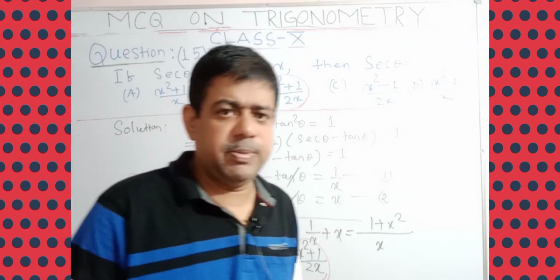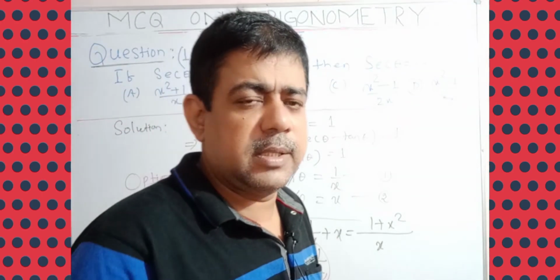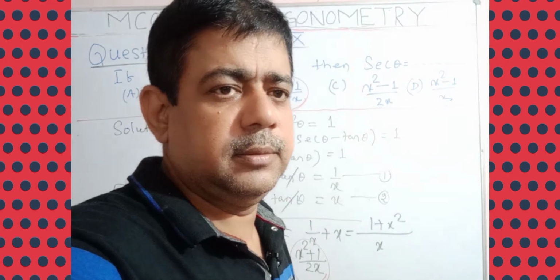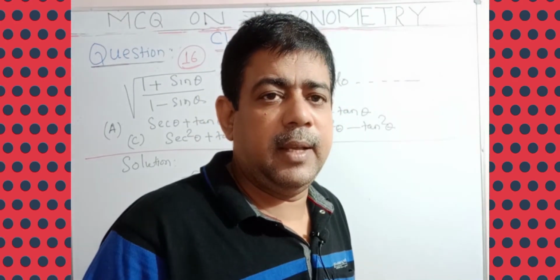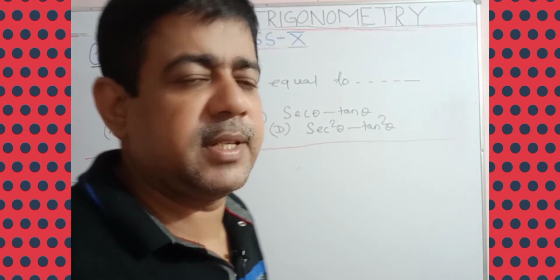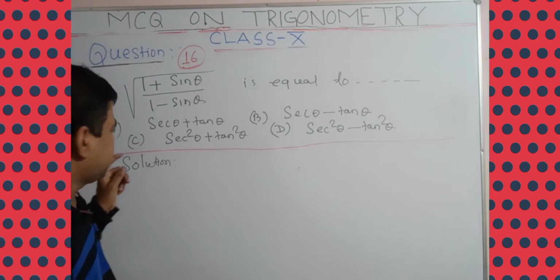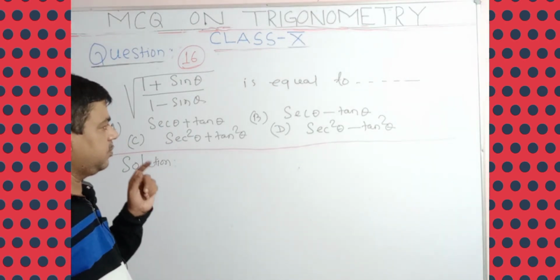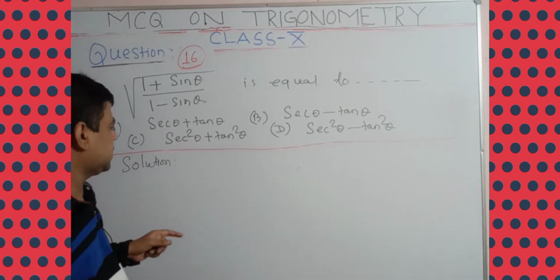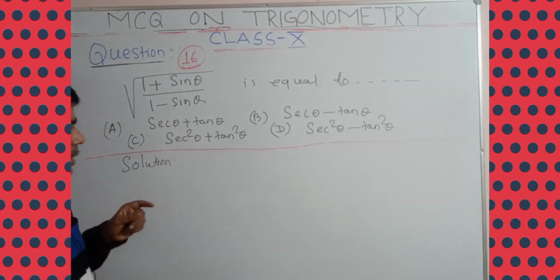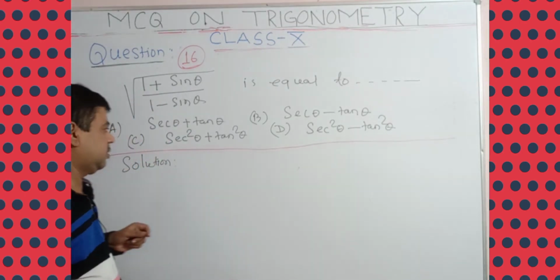And this is question number 15 for you, I discuss here. Okay, here is another interesting question, question number 16. 1 plus sin theta upon 1 minus sin theta, under root, is equal to: option A, sec theta plus tan theta; option B, sec theta minus tan theta; option C, sec square theta plus tan square theta; and option D, sec square theta minus tan square theta. You have to find out.